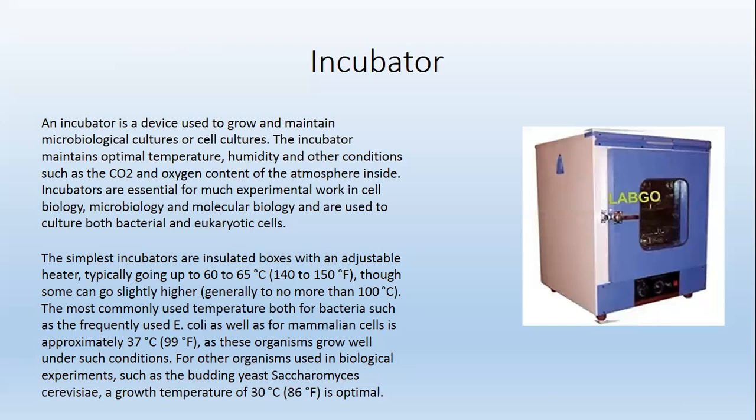The most commonly used temperature, both for bacteria such as the frequently used E. coli as well as for mammalian cells, is approximately 37 degrees Celsius, as these organisms grow well under such conditions. For other organisms used in biological experiments such as the budding yeast, Saccharomyces cerevisiae, a growth temperature of 30 degrees Celsius is optimal.